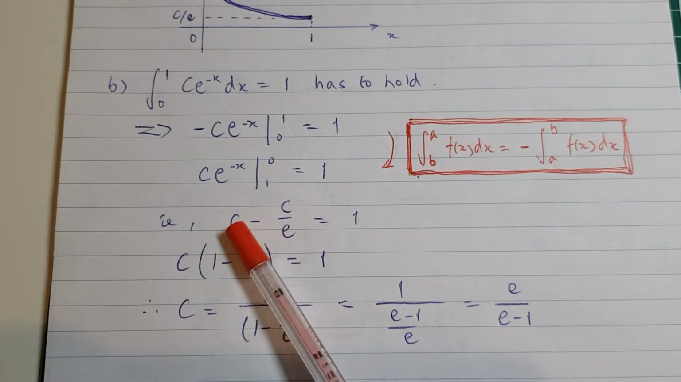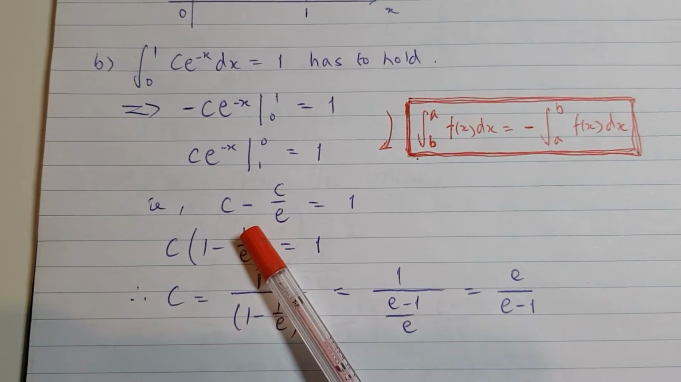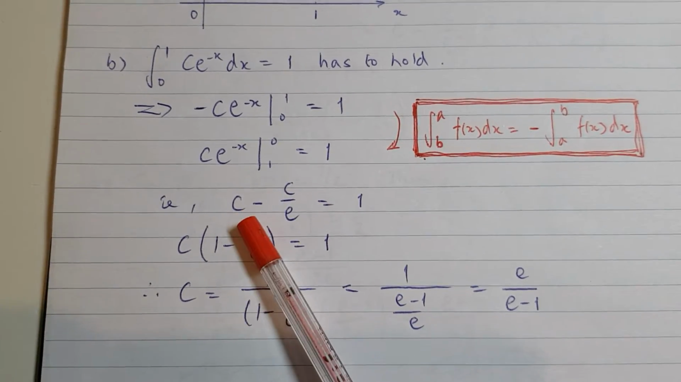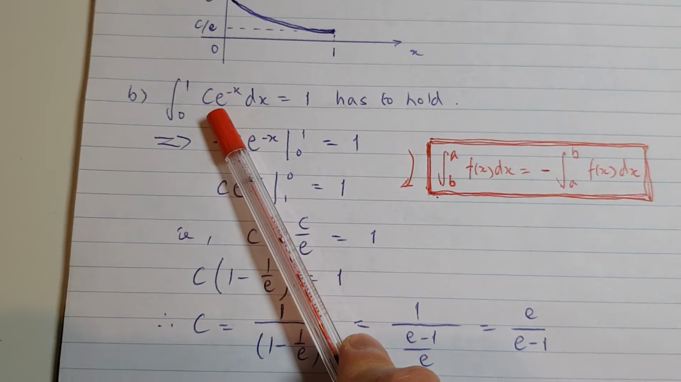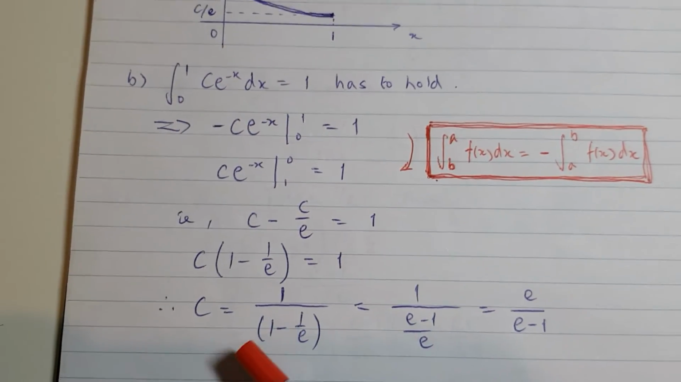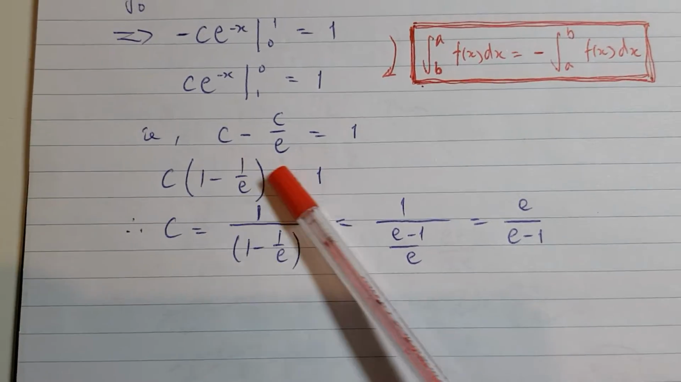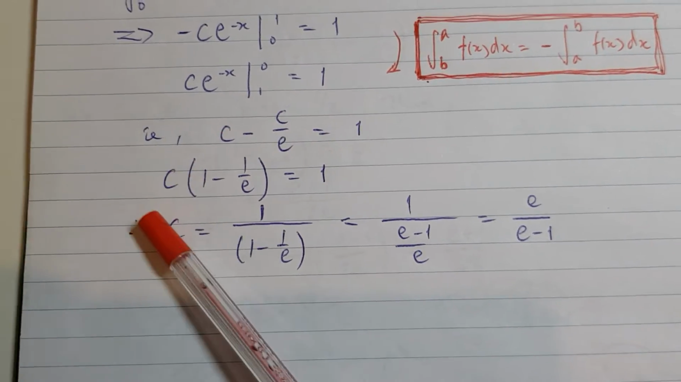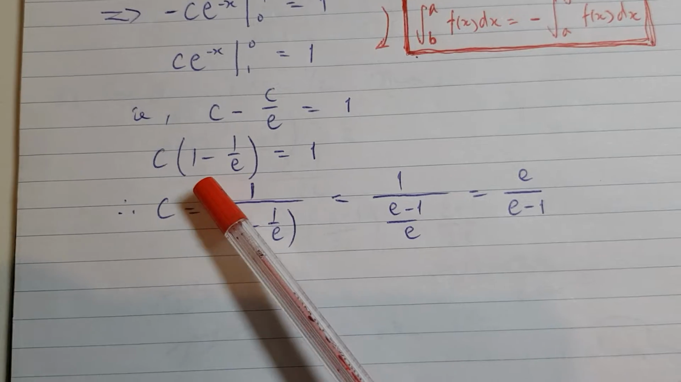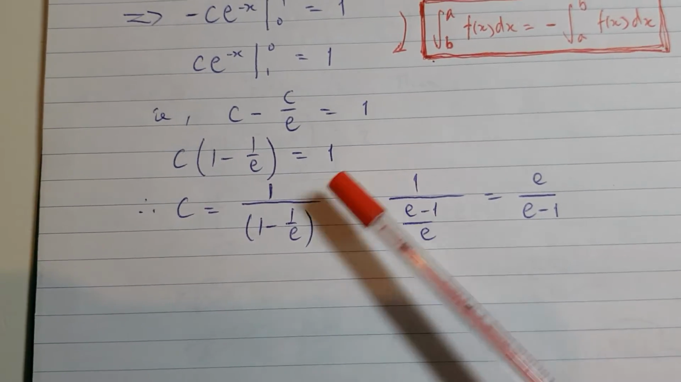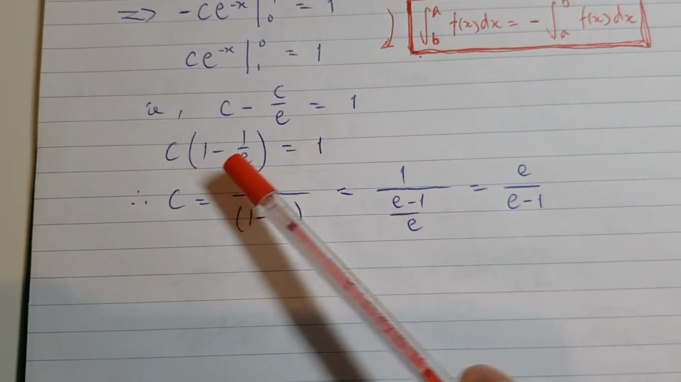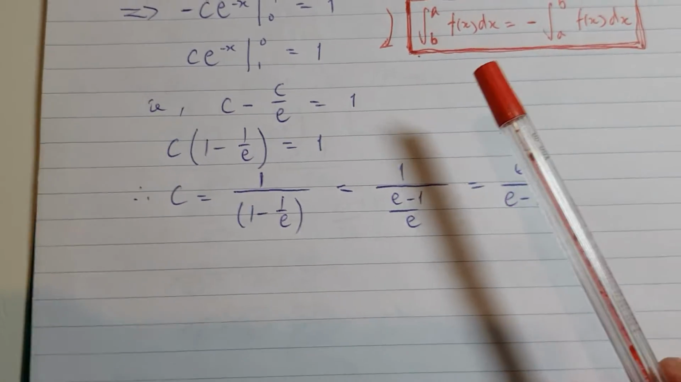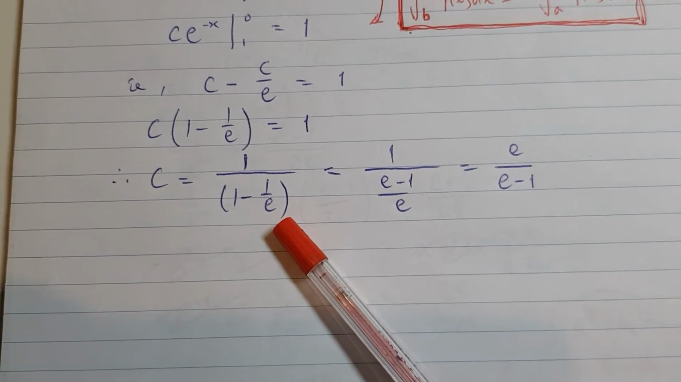So now you solve for c, because you have to find out the value of c that makes this thing equal to 1, so that little f of x becomes a PDF. So carrying on your algebra, c is a common factor, so taking it out leaves us with 1 minus 1 on e equals 1. And because you're solving for c, you can now divide everything by that stuff inside the bracket, which leaves us with this.